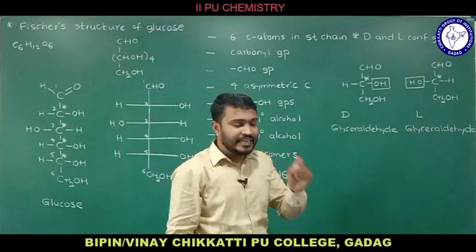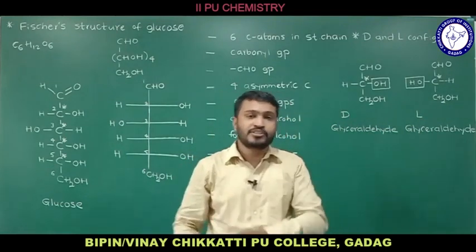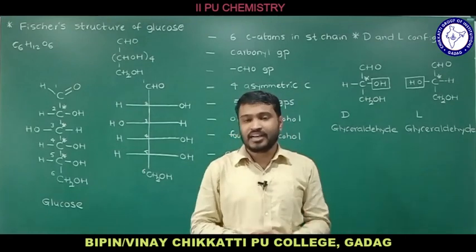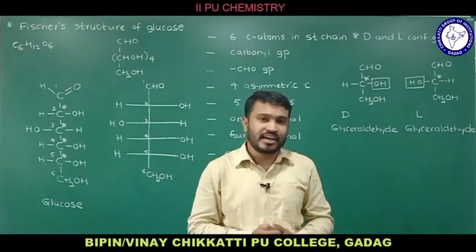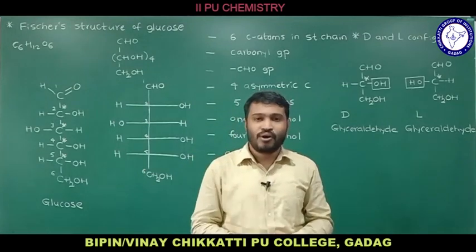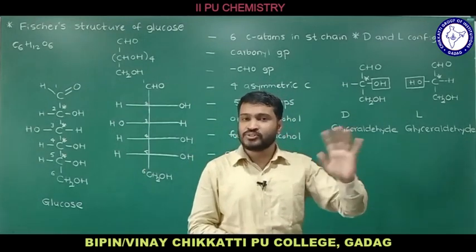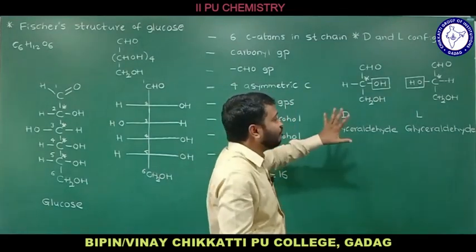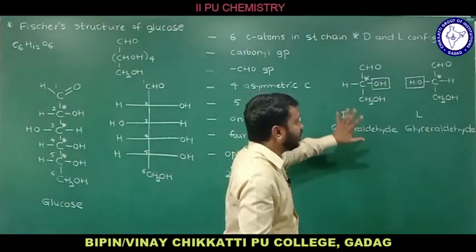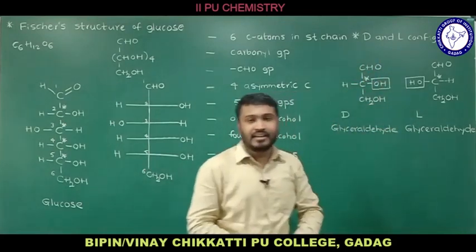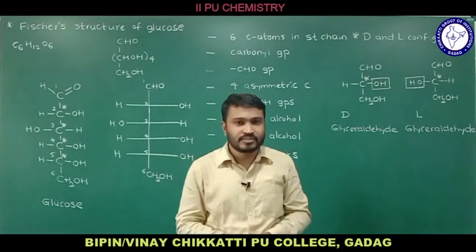So D and L depend on the position of the OH group on the asymmetric carbon. On the asymmetric carbon, if the OH group is on the right side, it is D configuration. If OH is on the left side, we call it L configuration. This is how we can name the given compound with an asymmetric carbon as D and L configuration.